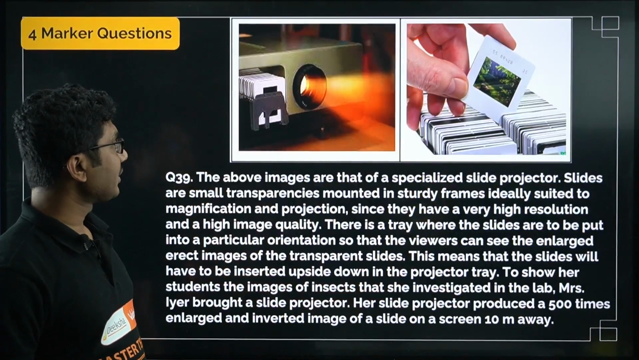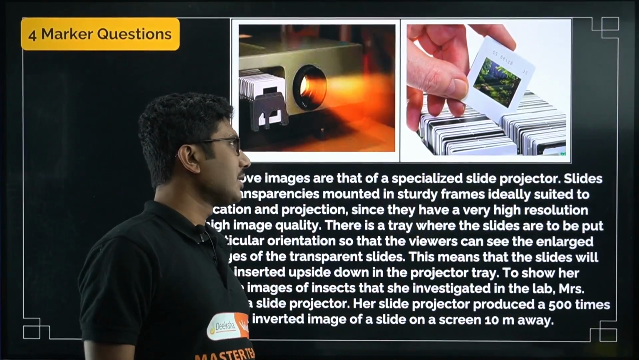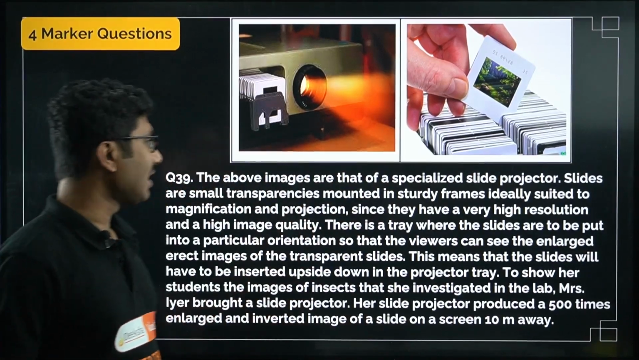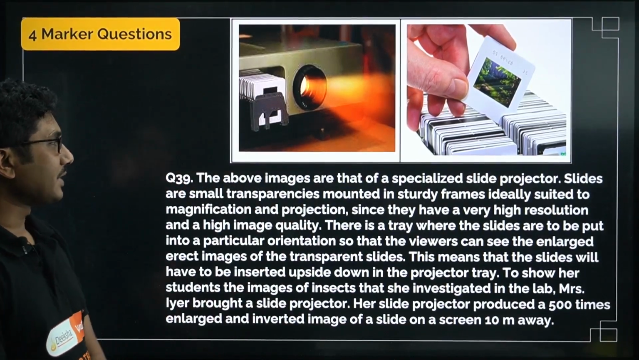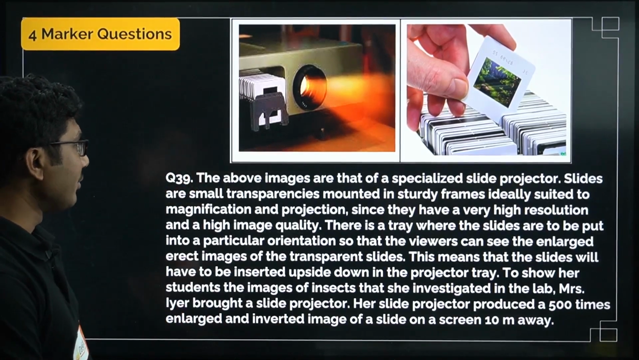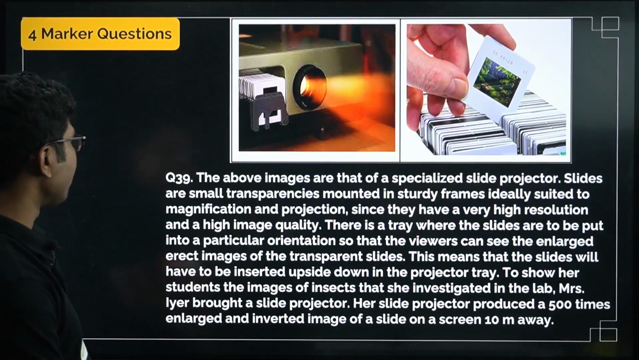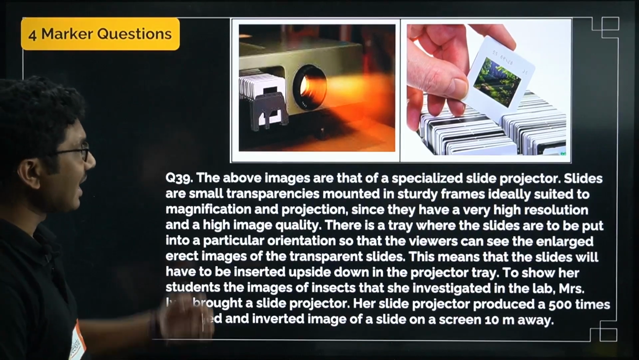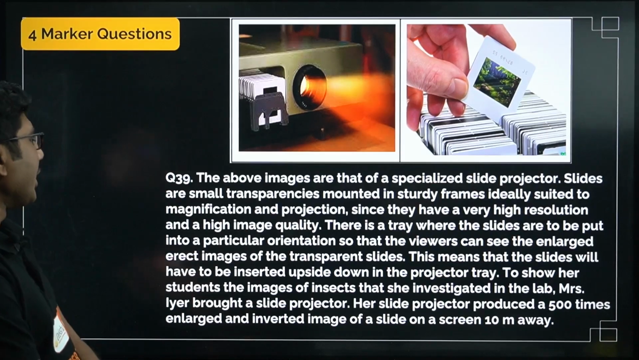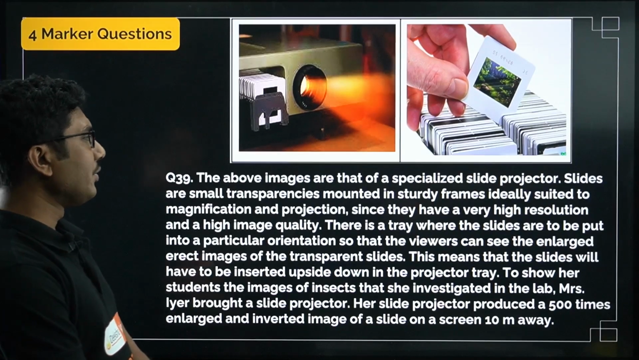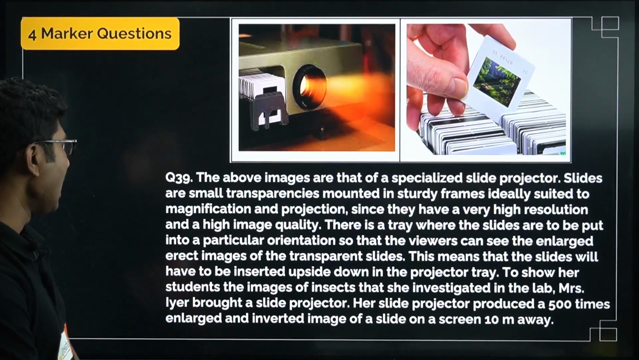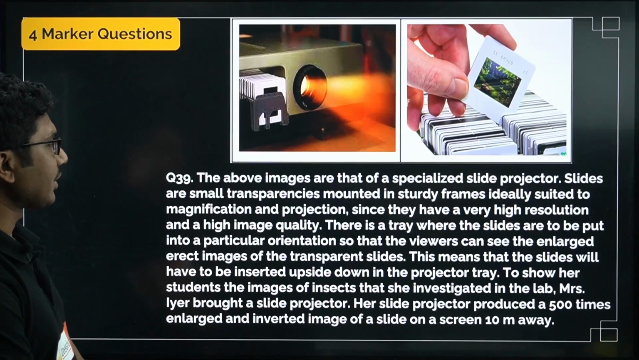Now a 4 marker question, again another diagram based question. Here, have you seen this? This is called a slide projector. The above images show a specialized slide projector. Slides are small, transparent images mounted in sturdy frames, ideally suited to magnification and projection. Since they have very high resolution and high image quality, these are put in the tray in a particular orientation so that viewers can see the enlarged direct images of the transparent slides. This means that the slides will have to be inserted upside down in the projector tray.